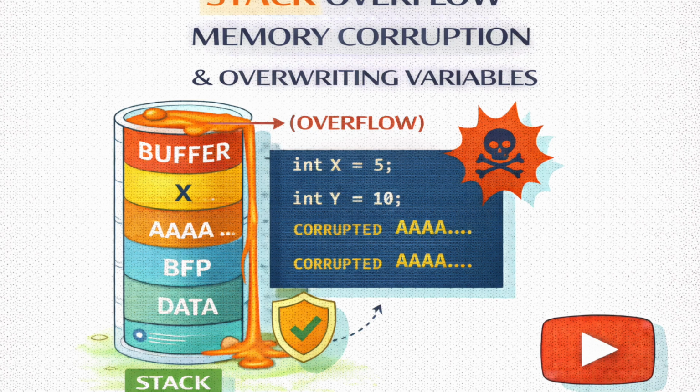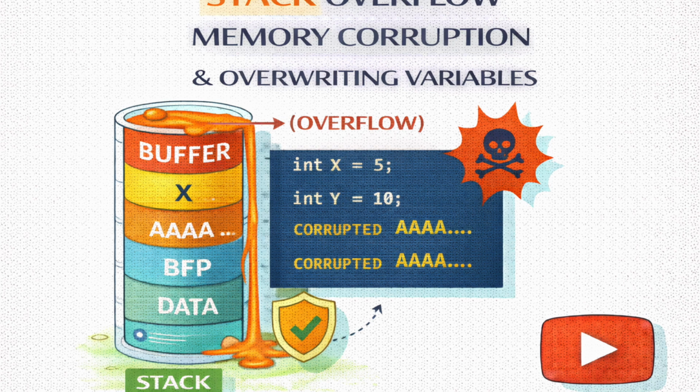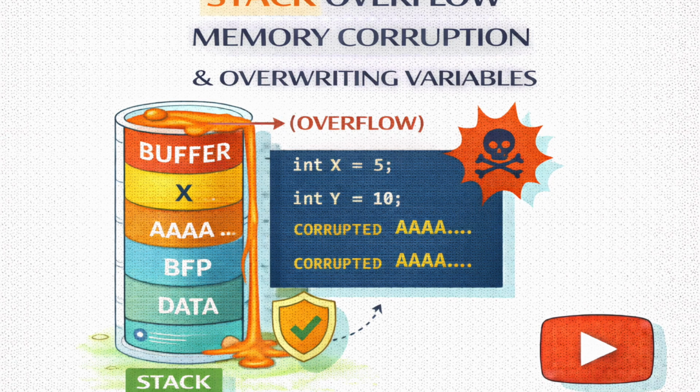Why does 17 A's work? Why not 16? Why not open sesame? It all comes back to the stack layout. In the check authentication function, there are two key variables sitting on the stack. First, a password buffer. That's our bucket. And sitting right next to it at a higher memory address is an integer variable called auth flag.